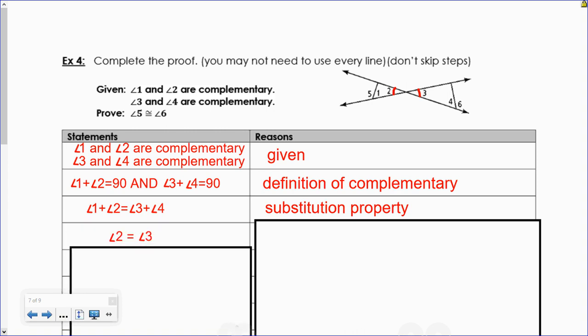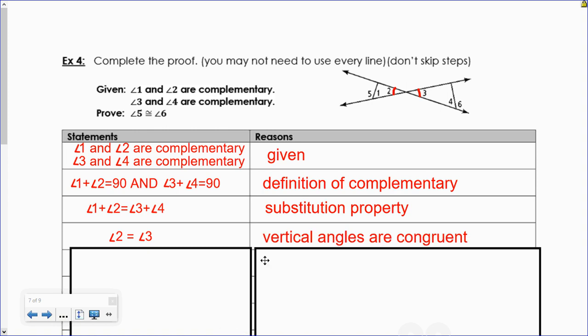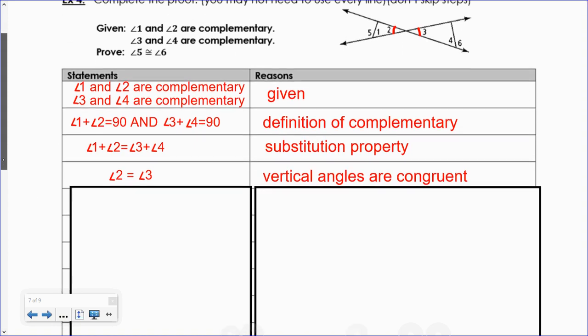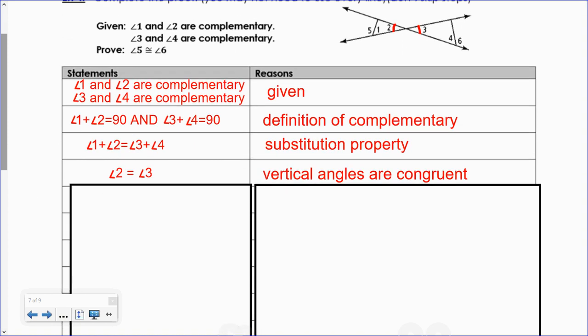Angle 2 and angle 3 are equal. Remember when we made note of that when we looked at the diagram? How do I know that angle 2 and angle 3 are equal? They're vertical angles. Vertical angles are congruent. You don't want to say definition of vertical angles because the definition of vertical does not include the fact that they are congruent. So you just say vertical angles are congruent.